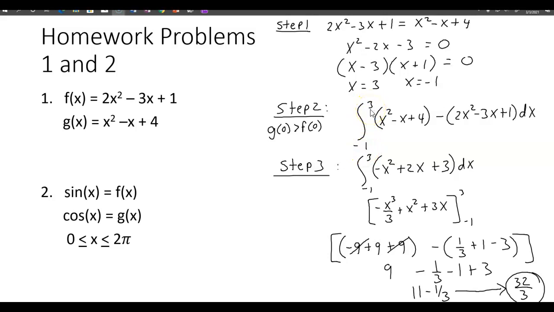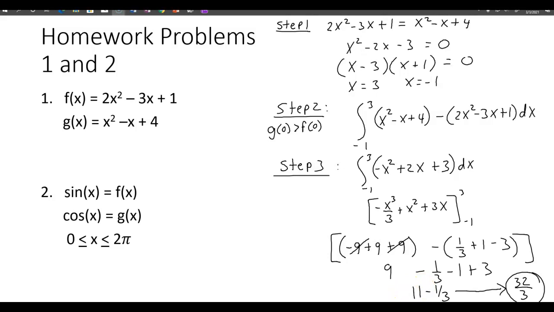I went ahead and did g minus f because on the interval from -1 to 3, I picked 0 as a testing point. When I plugged that in, I got g is greater than f. So the g comes first, followed by the f. Next, I moved on to step 3. I distributed my negative and combined my like terms. Then I integrated, applied the fundamental theorem of calculus, did the basic math, and you end up with 32/3.